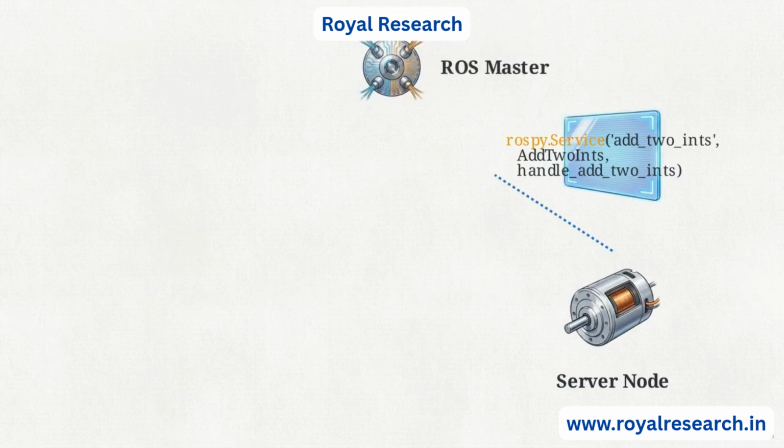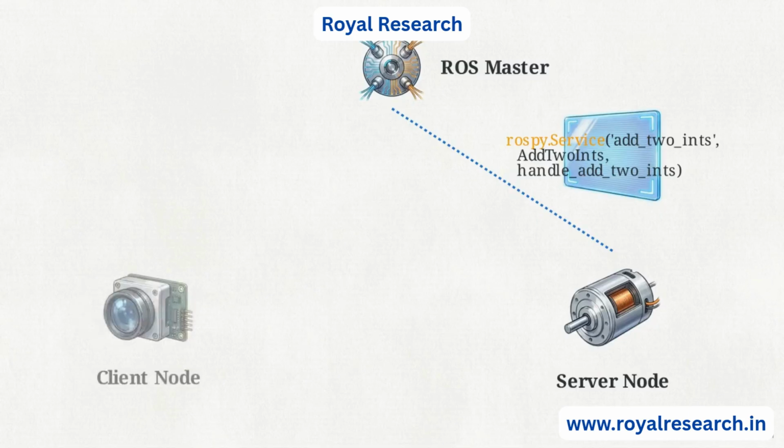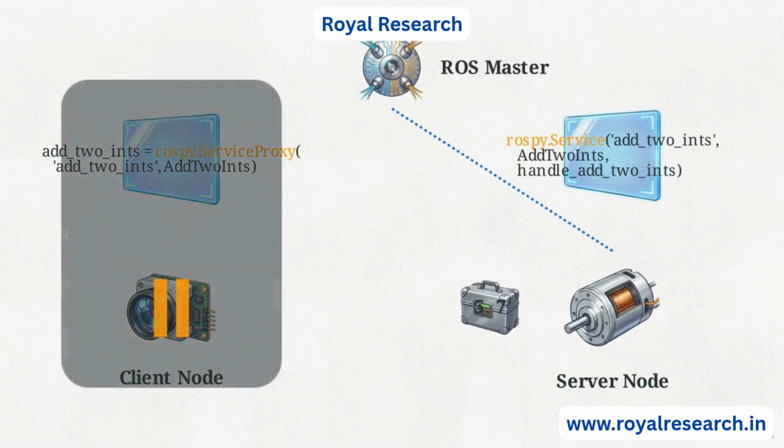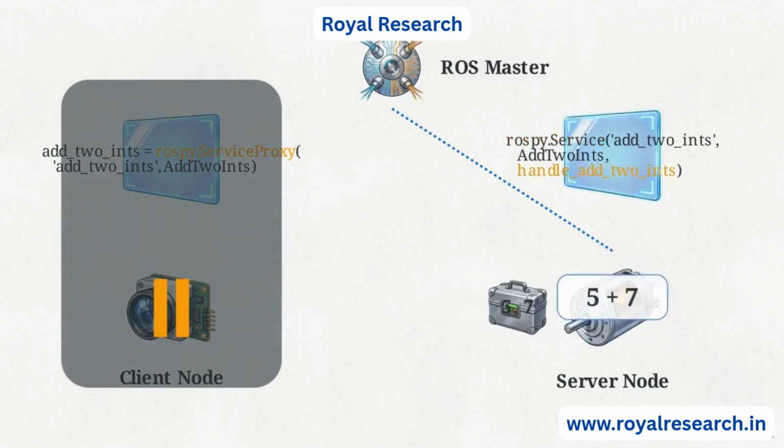The rospy.Service command registers the node with the ROS master as a valid service provider, making it available for other nodes to call. Next, write the client node script. Unlike a publisher, the client will pause its own operation until the server sends back a reply. The rospy.ServiceProxy command packages the specific request integers, 5 and 7, and sends them to the server.